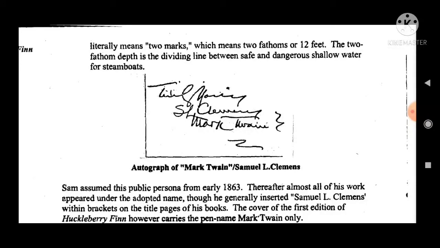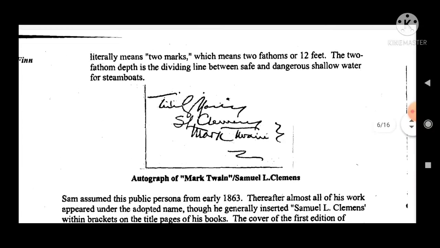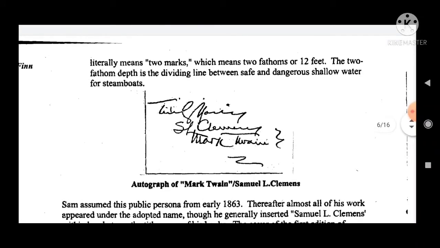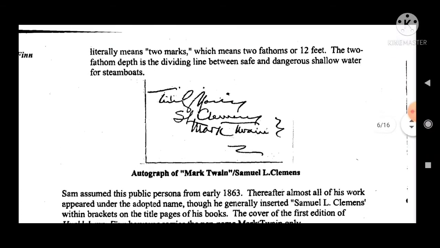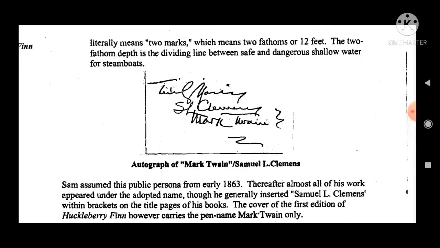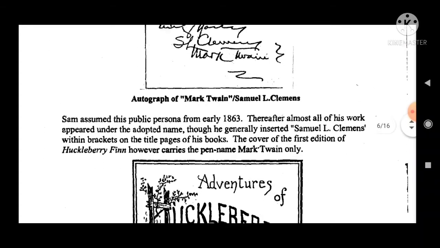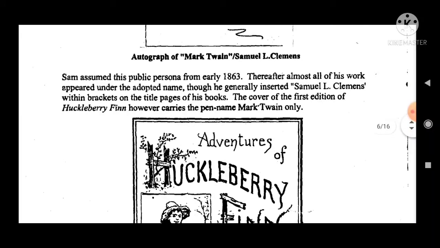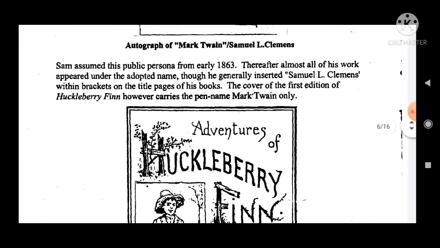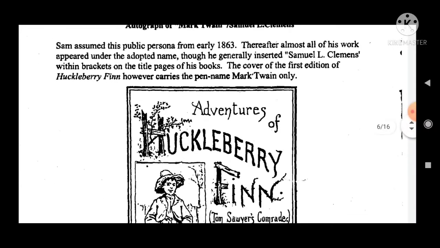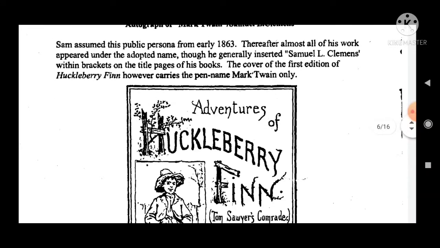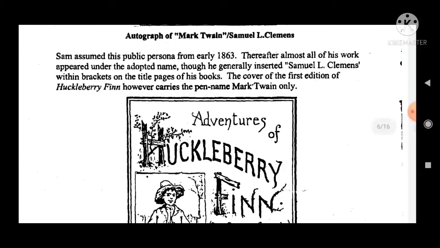Here you can see the autograph of Mark Twain, that is Samuel L. Clemens. Sam assumed this public persona from early 1863. Thereafter, almost all of his work appeared under the adopted name, though he generally inserted Samuel L. Clemens within brackets on the title page of his books.